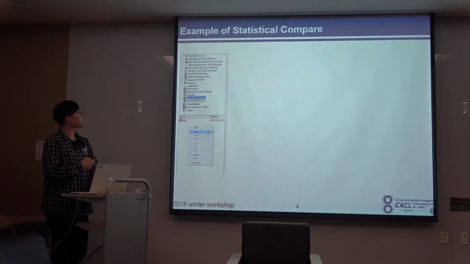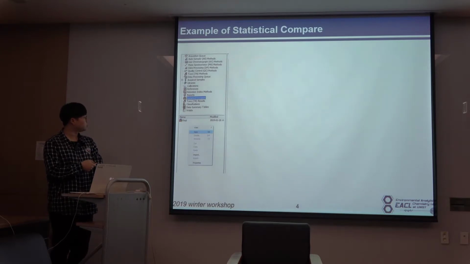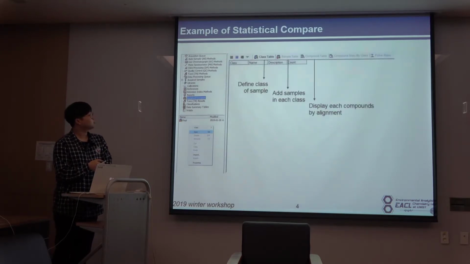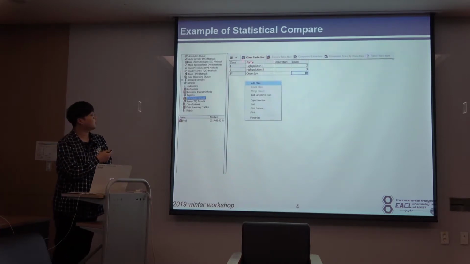So I prepared an example of statistical compare. Click this statistics compare tree and make a new file. And there are 3 tables. First is the class table, then the sample table and the compound table. Firstly, we can define the class table such as high pollution episode 1, episode 2, and clean day.